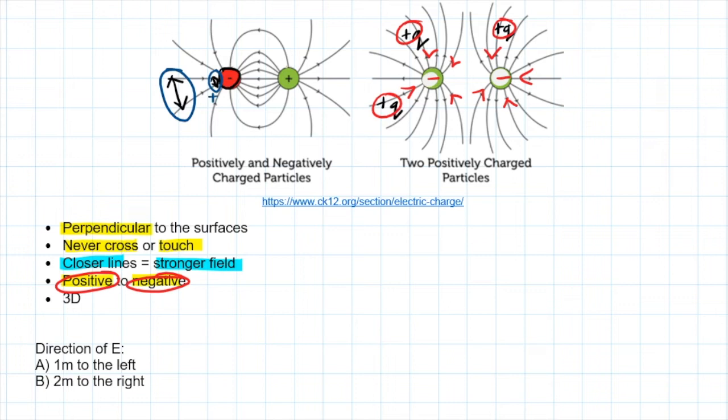If we put a positive test charge in this field, it will experience a stronger force over here versus here, further away from the negative charge.